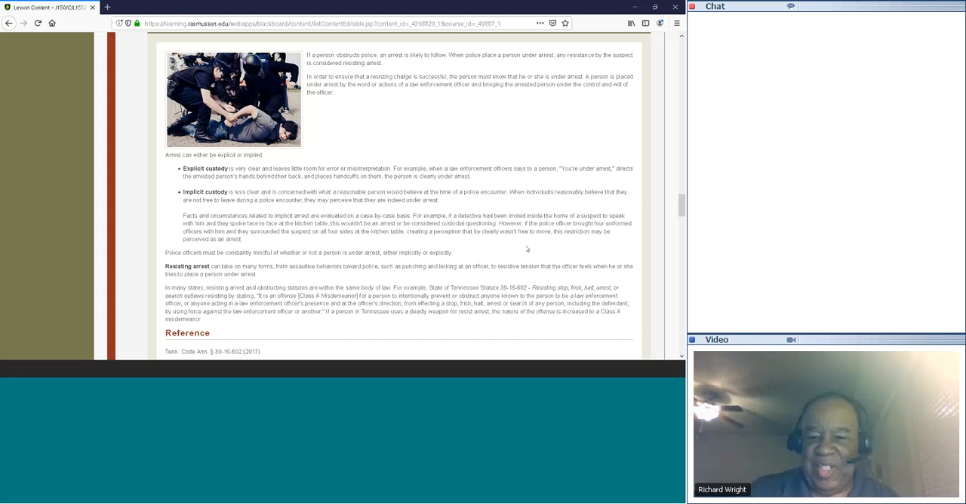Let's look at this example. It says here that if a detective had been invited inside the home of a suspect to speak with him, and they speak to him face-to-face at the table in the kitchen, this wouldn't be an arrest because he was invited. They let him come in. So this is not an arrest, and it wouldn't be custodial questioning.